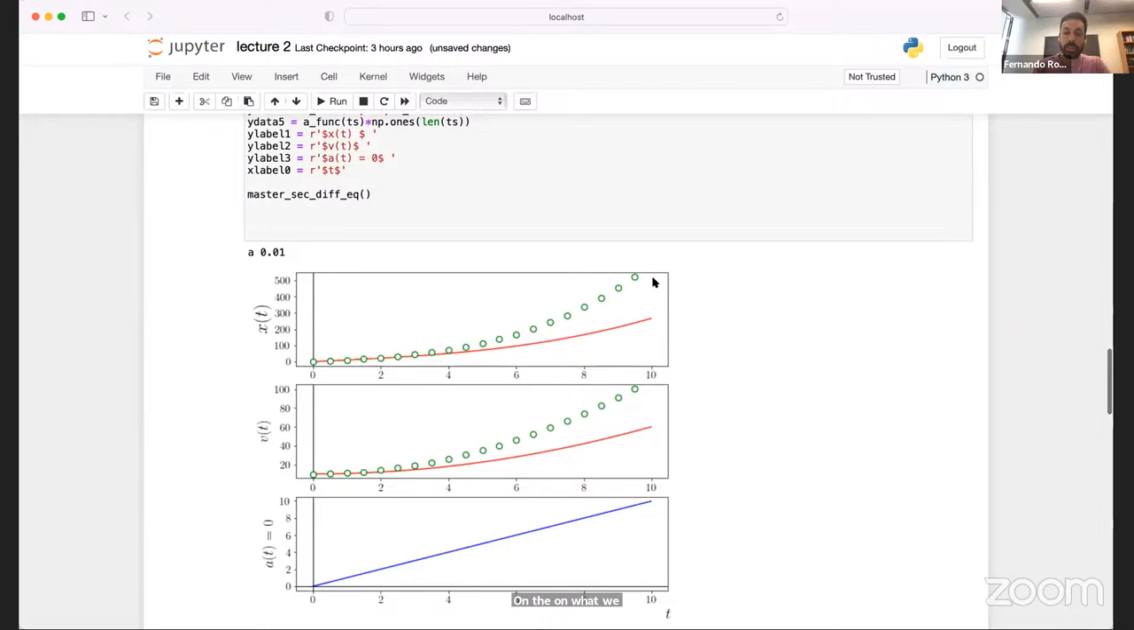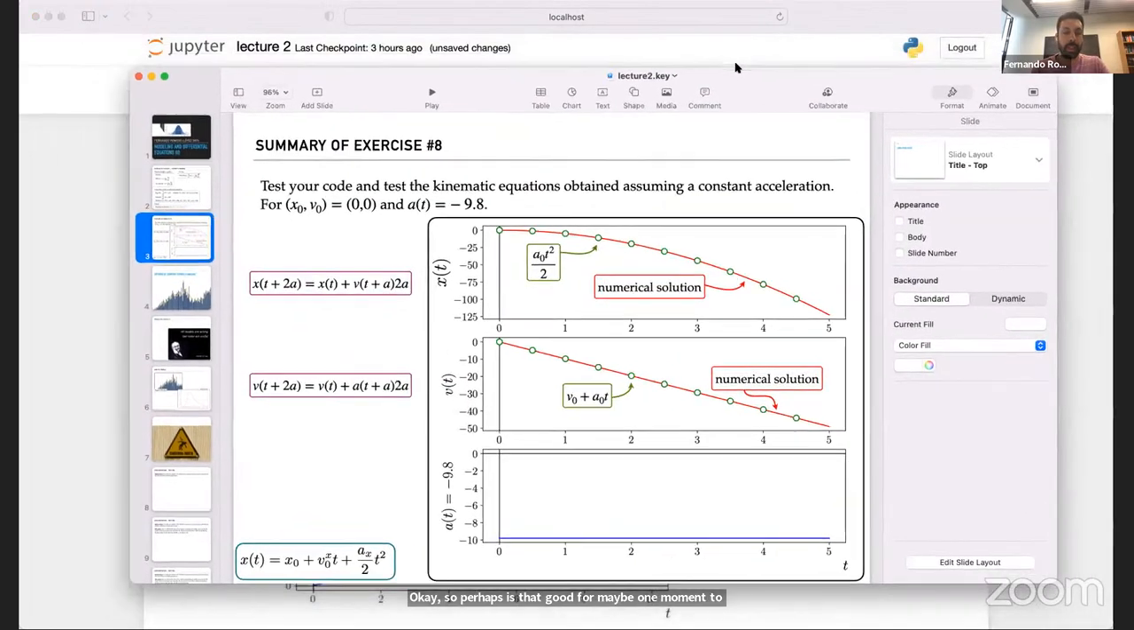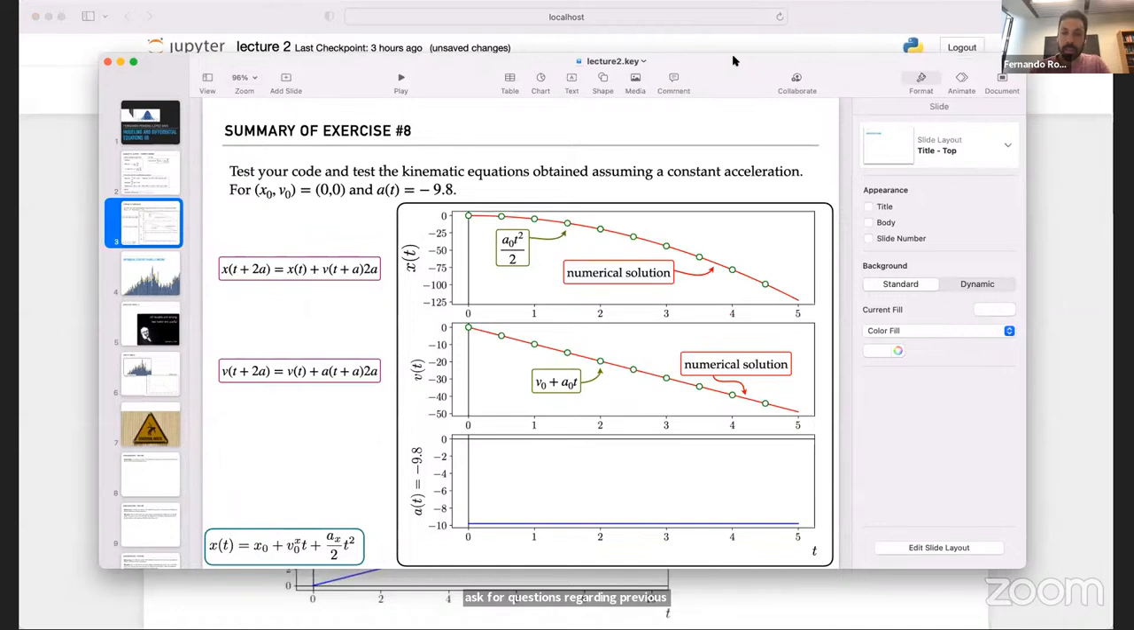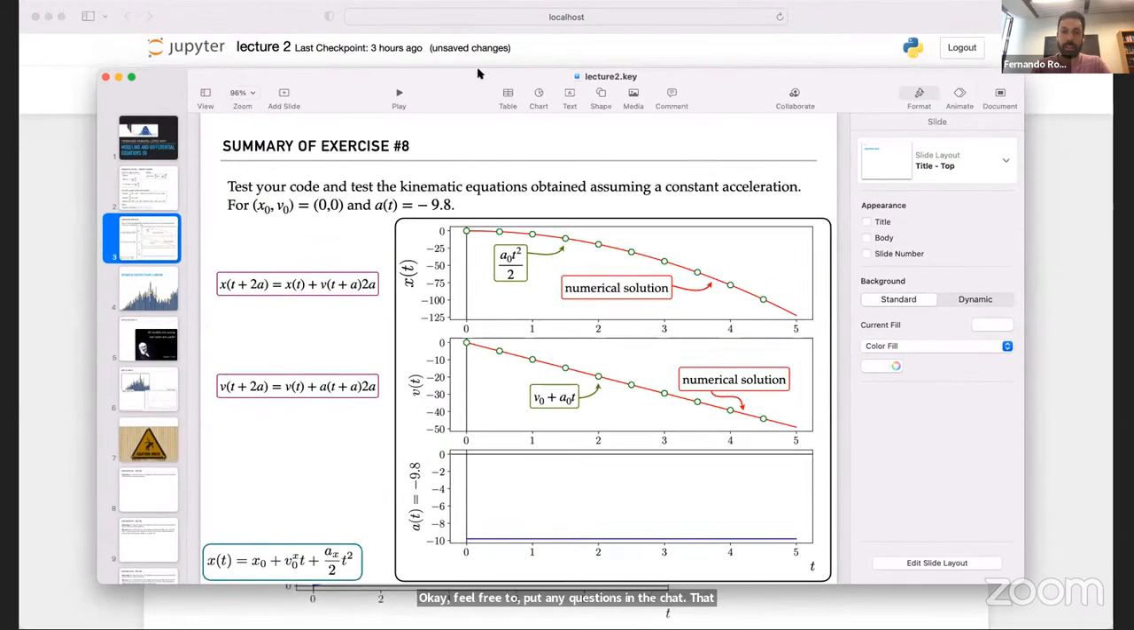and this will be shared with you. So you can play around and explore different solutions to this differential equation, as well as different ways of plotting them. Okay, so perhaps this is a good moment to ask for questions regarding the previous lecture. Feel free to put any questions in the chat that you may have along the lecture, and one of us will make sure to answer them.